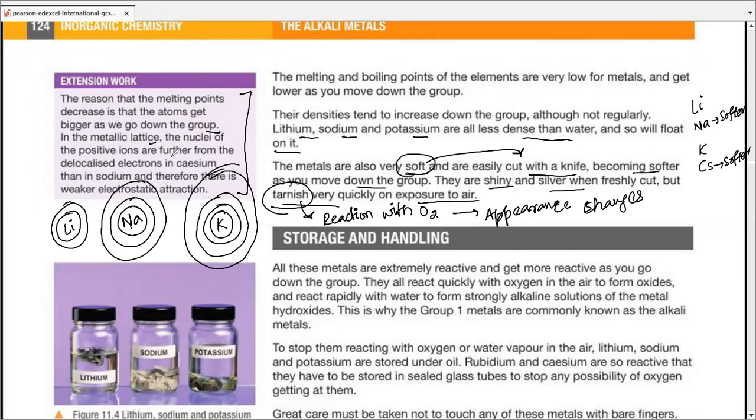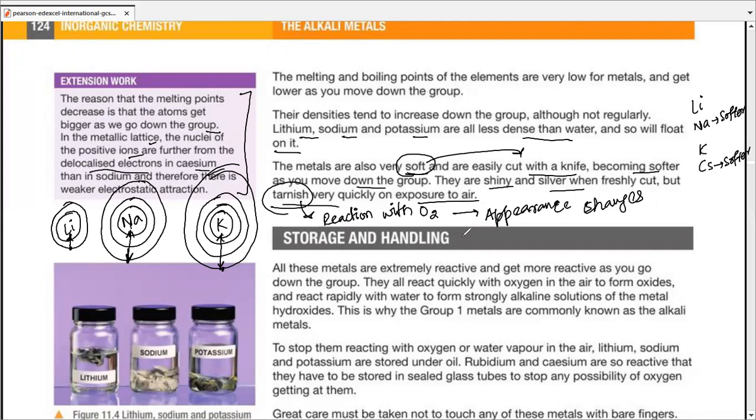In the metallic lattice, nuclei of positive ions are further from the delocalized electrons in cesium. This electron would be farther away in potassium, less in case of sodium, even least in case of lithium. So the delocalized electrons in cesium are farther than in sodium, and therefore there are weaker electrostatic attractions. So that's why the melting point decreases, because the attraction between the nuclei of potassium and the outermost shell electron in potassium is different.